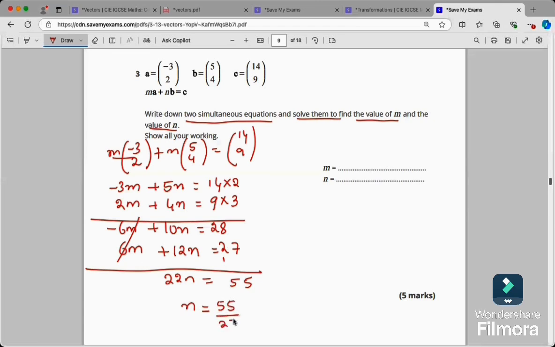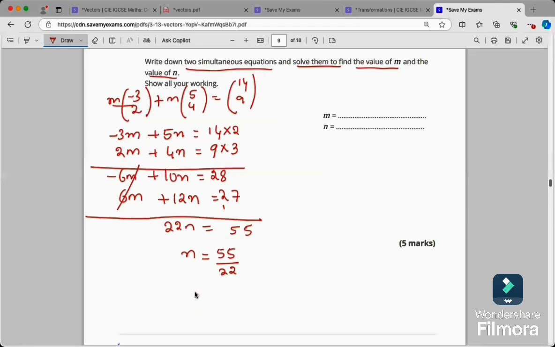55 divided by 22, which is going to be 5s and 2s. So 11 5s, 11 2s. So 5 by 2, which is 2.5.